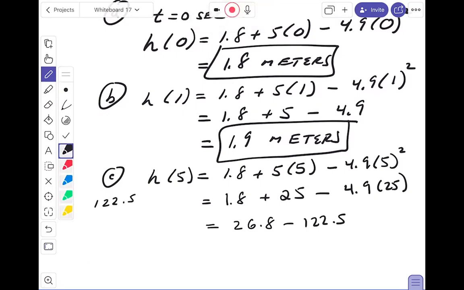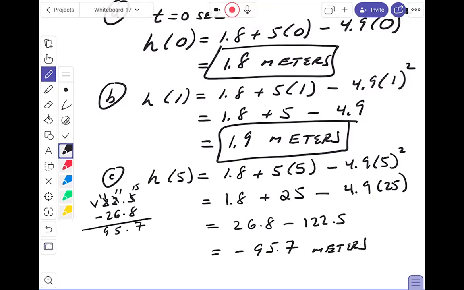122.5 minus 26.8. All right, at the borrow, this becomes 1, this becomes 15, this becomes 7. I got to borrow, this becomes 11, there's 5. Got to borrow, becomes 11, it becomes 9. So what do you get over here? Minus 95.7 meters.